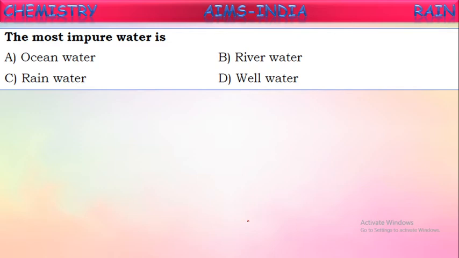If you see, ocean water has more dissolved salts and impurities in it. So it is the most impure form of water. That is why we cannot use that water for consumption or other purposes. Actually, this water is existing in a huge quantity, but it is not useful for us directly. So ocean water is the most impure form of water.